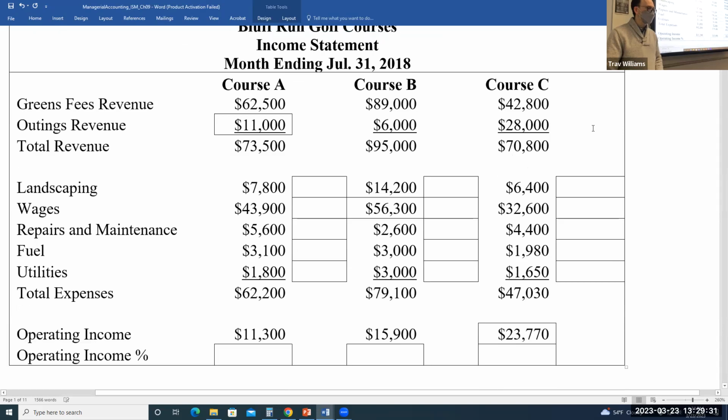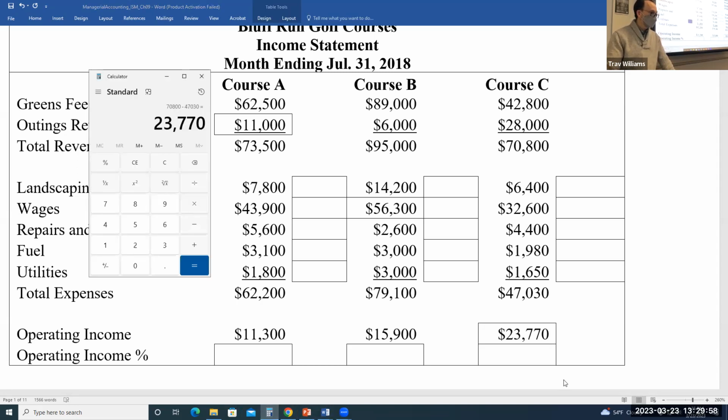We did a little bit of an analysis. But now we're going to convert it into percentages. We're going to do a vertical analysis. So again, when you do that, you divide by your sales or your revenue. And it turns everything into a percentage, and then it's easier to see the relationships of the numbers. So starting with an operating income percentage for course A, we divide it by our total revenue for course A.